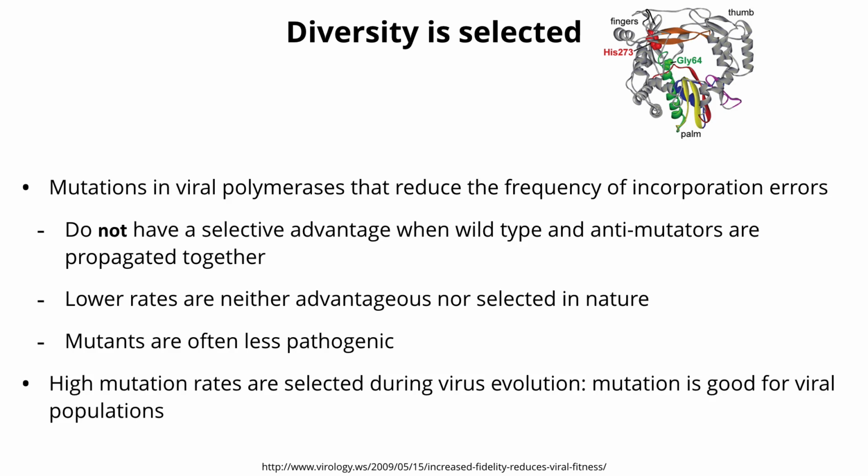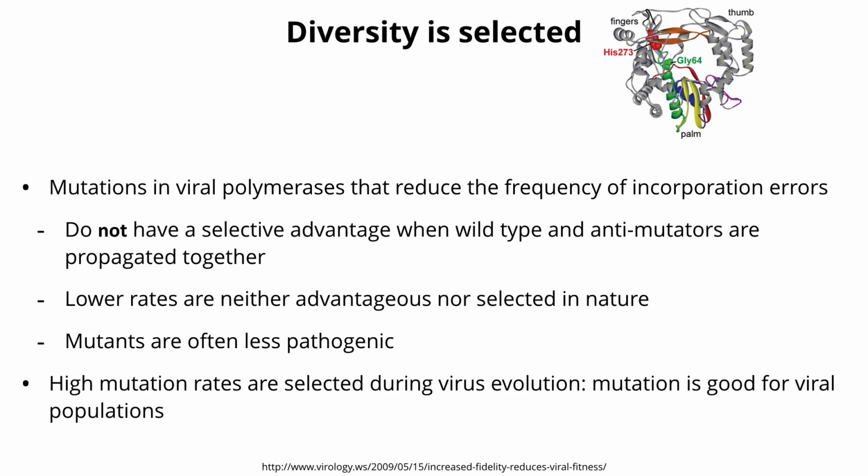So this was an artificially selected mutation. You don't see this in nature, and that may be telling us something right away. But if you take a virus with that change and you mix it together with wild-type virus, that virus doesn't outgrow the wild-type virus at all. And what we conclude is lower rates are neither advantageous nor selected for in nature. Many experiments have been done in competition style, which show that making fewer mutations doesn't help you at all. In fact, it hurts in many situations.